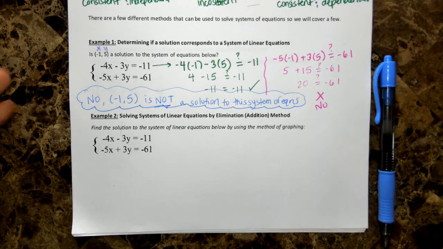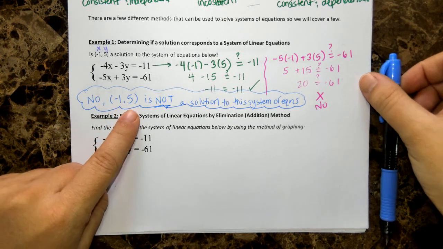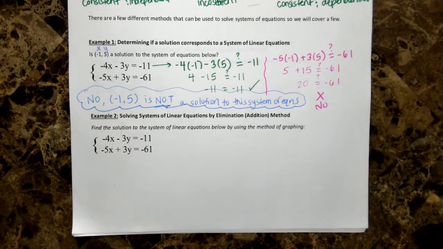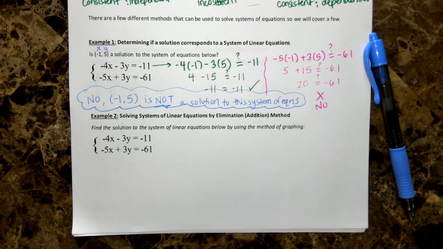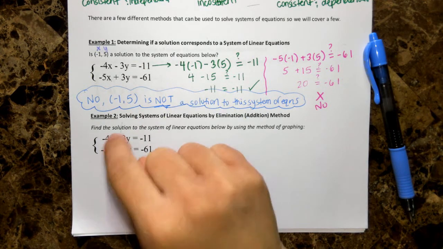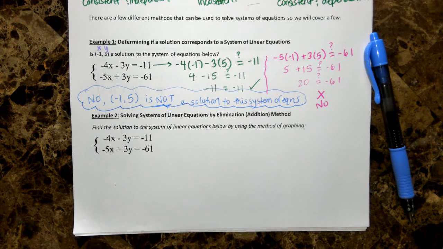What we're going to do now is, well, we know negative 1, 5 is not a solution. Well, what is the solution? Does it have a solution? What is the specific point of intersection? So we're going to go ahead and do that. It's the same exact problem, but now we're actually going to find the actual solution.